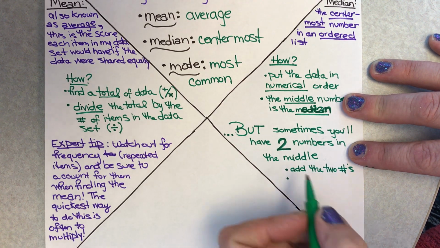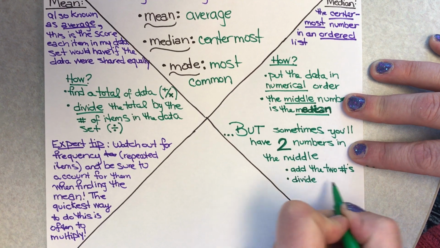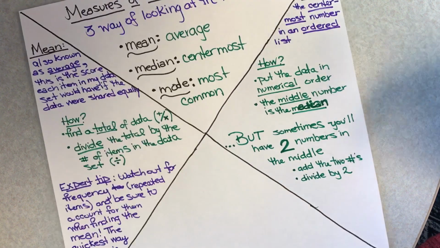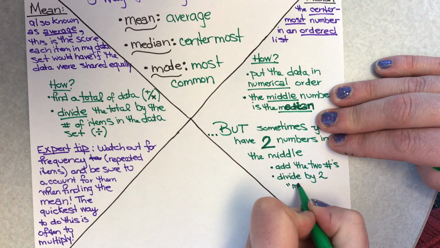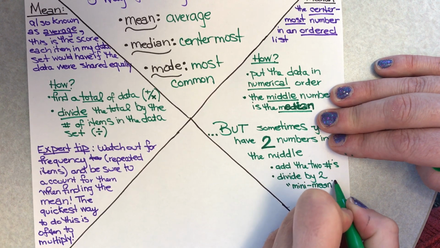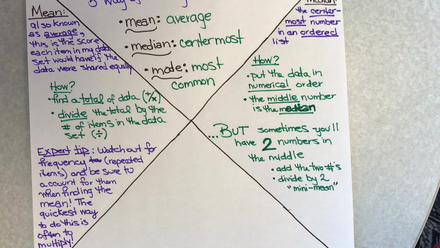But if you can't tell like that, then you can always do this mini mean idea. You can add the two numbers and then divide by 2. It's like you're finding the mean of just two numbers. Okay, that's why I call it a mini mean. So I'll write that there. And that's so you can find the perfect center of them.